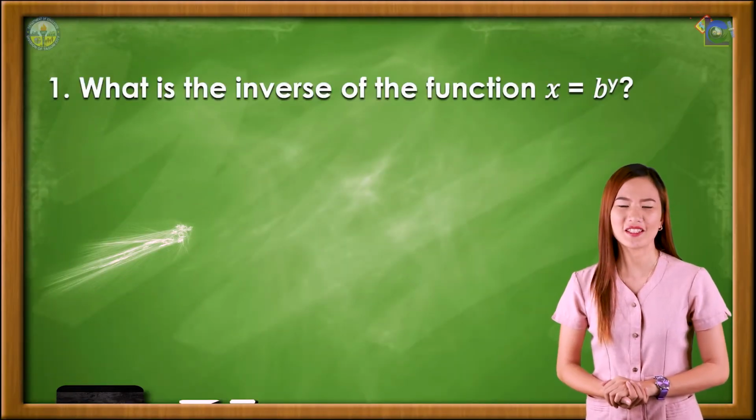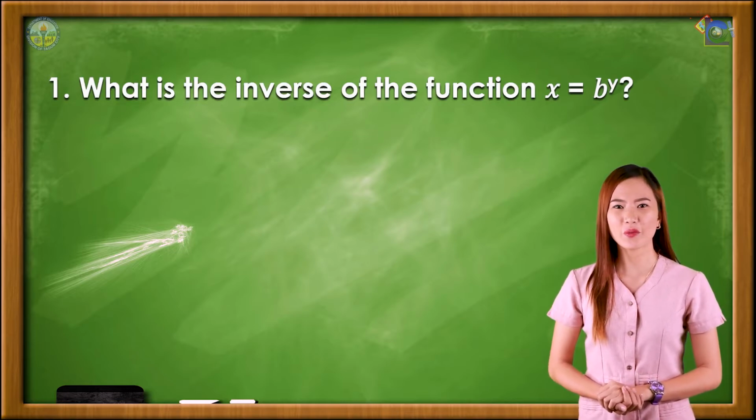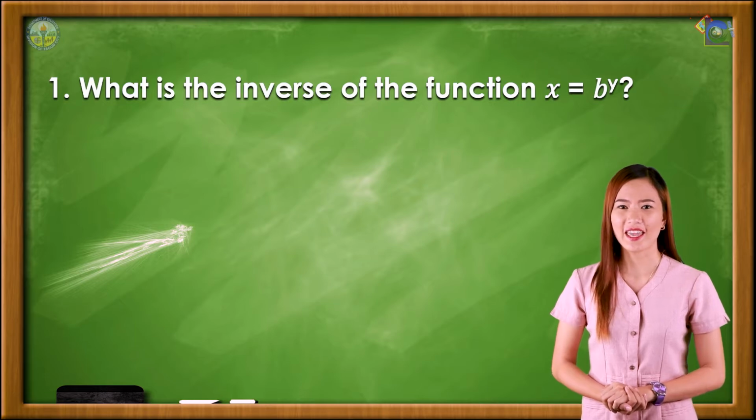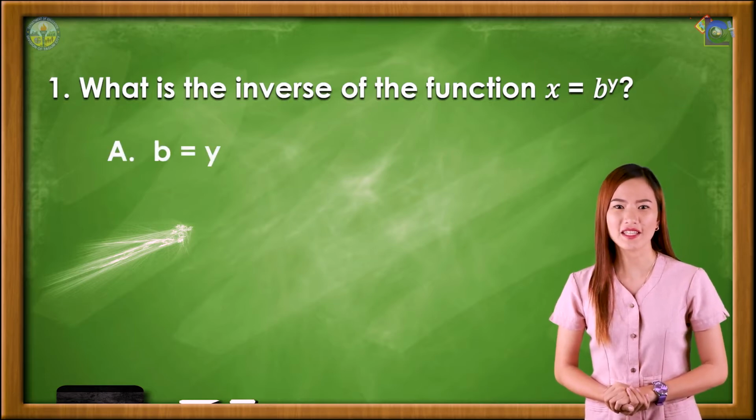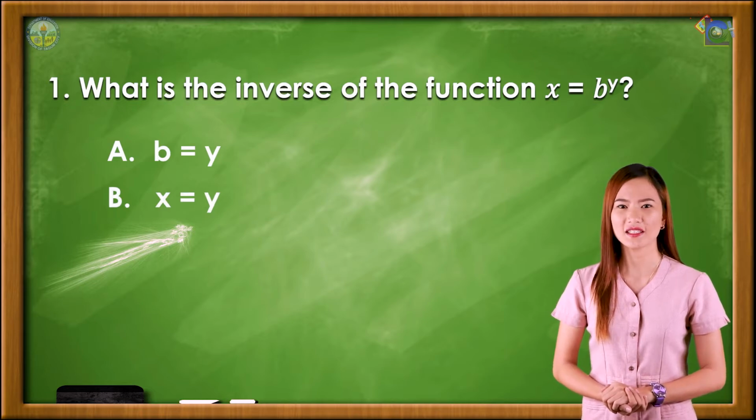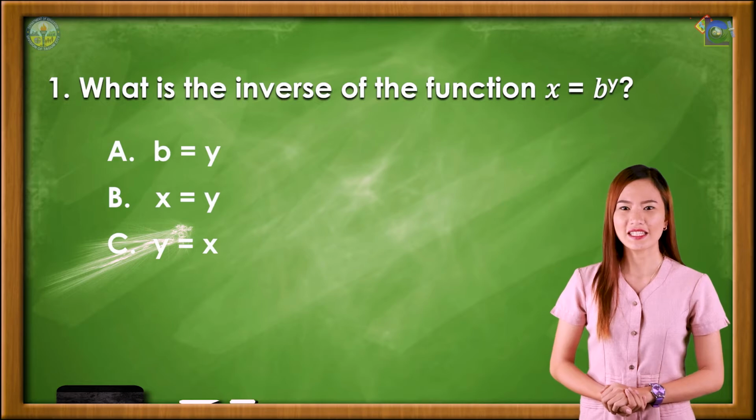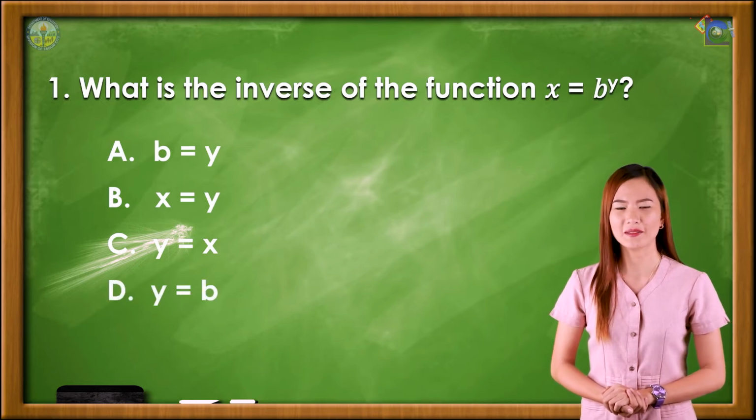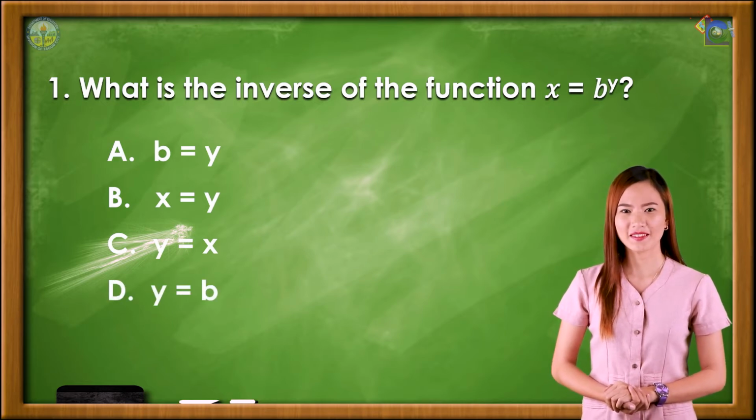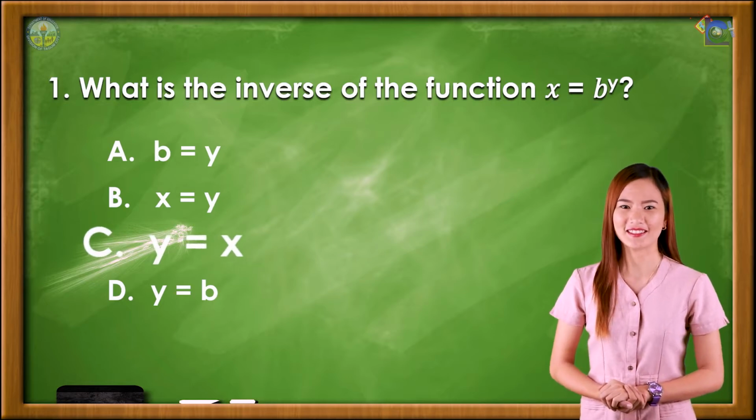Question number 1. What is the inverse of the function x equals b raised to y? A. b equals y. B. x equals y. C. y equals x. D. y equals b. The correct answer is letter C.